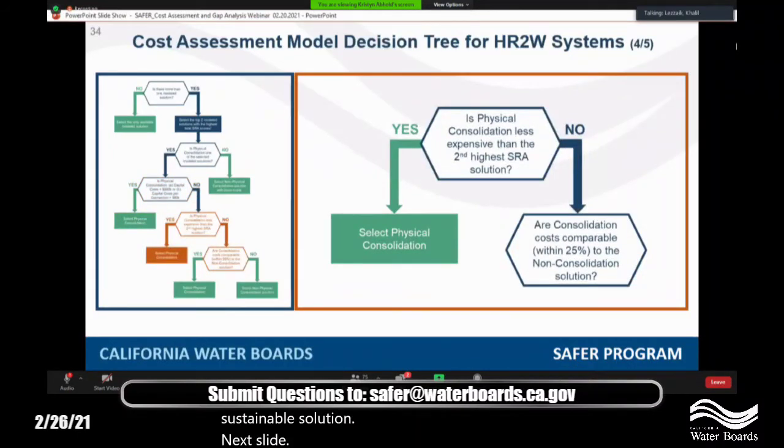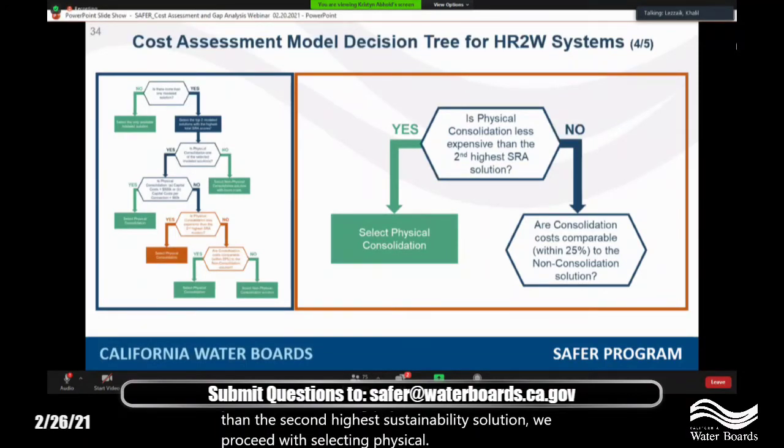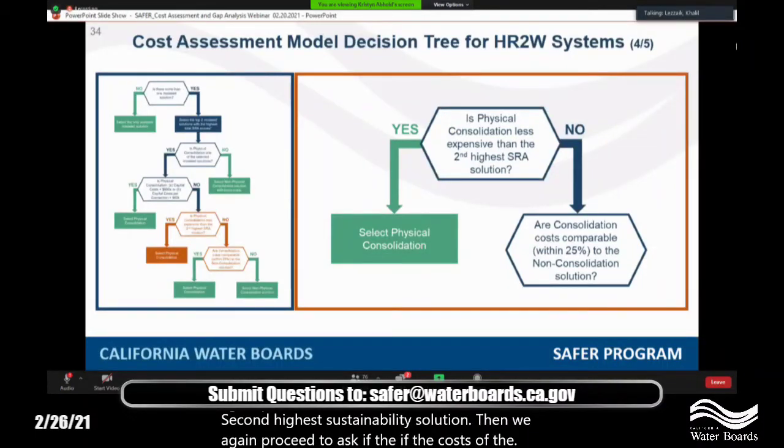Now, if physical consolidation is indeed less expensive than the second highest sustainability solution, we proceed with selecting physical consolidation. However, if physical consolidation is more expensive than the second highest sustainability solution, then we again proceed to ask if the costs of the physical consolidation are comparable or within 25% to the costs of the non-consolidation solution. Next slide, please.